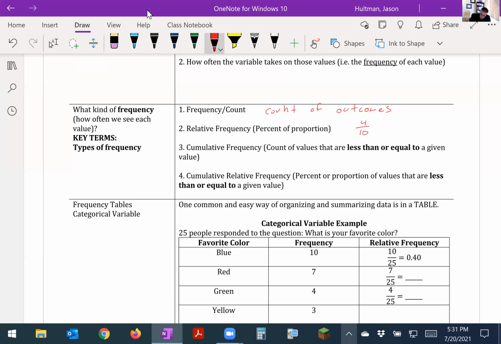So the relative frequency would be 0.4 or 40%. If I rolled four 2s, but I rolled a total of 10 dice, then the relative frequency is going to be 4 divided by 10, or 0.4. It's the part out of the whole. We divide the frequency by the total count.